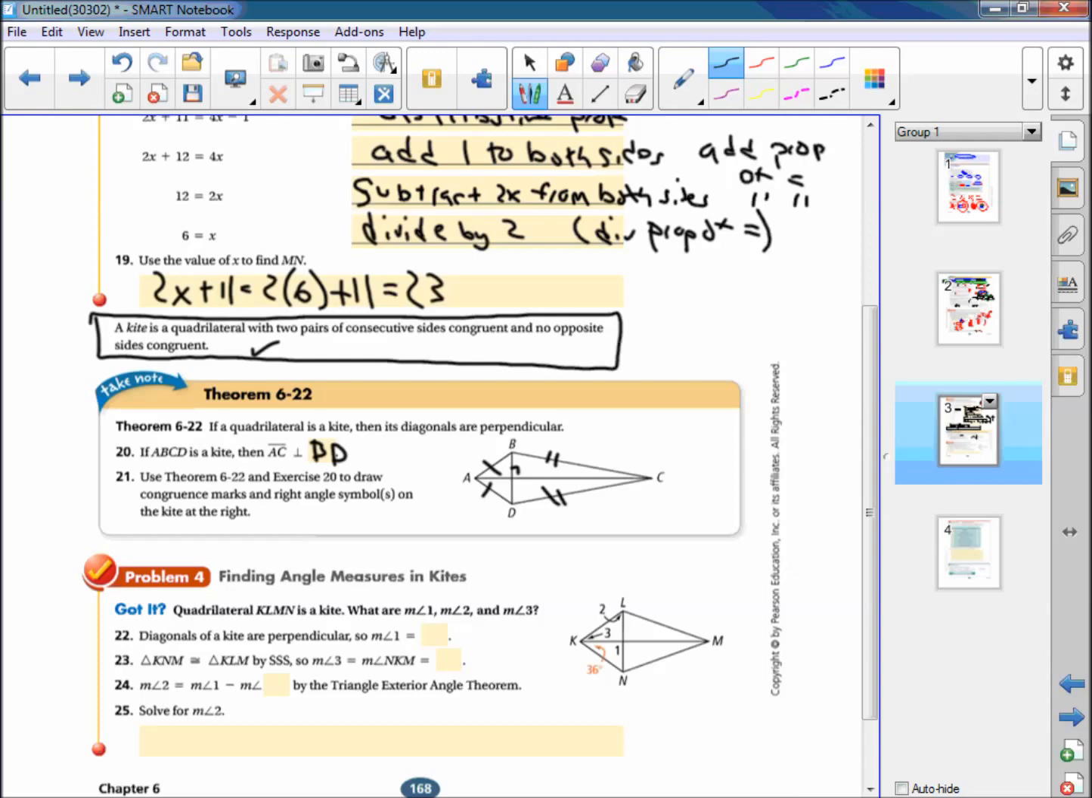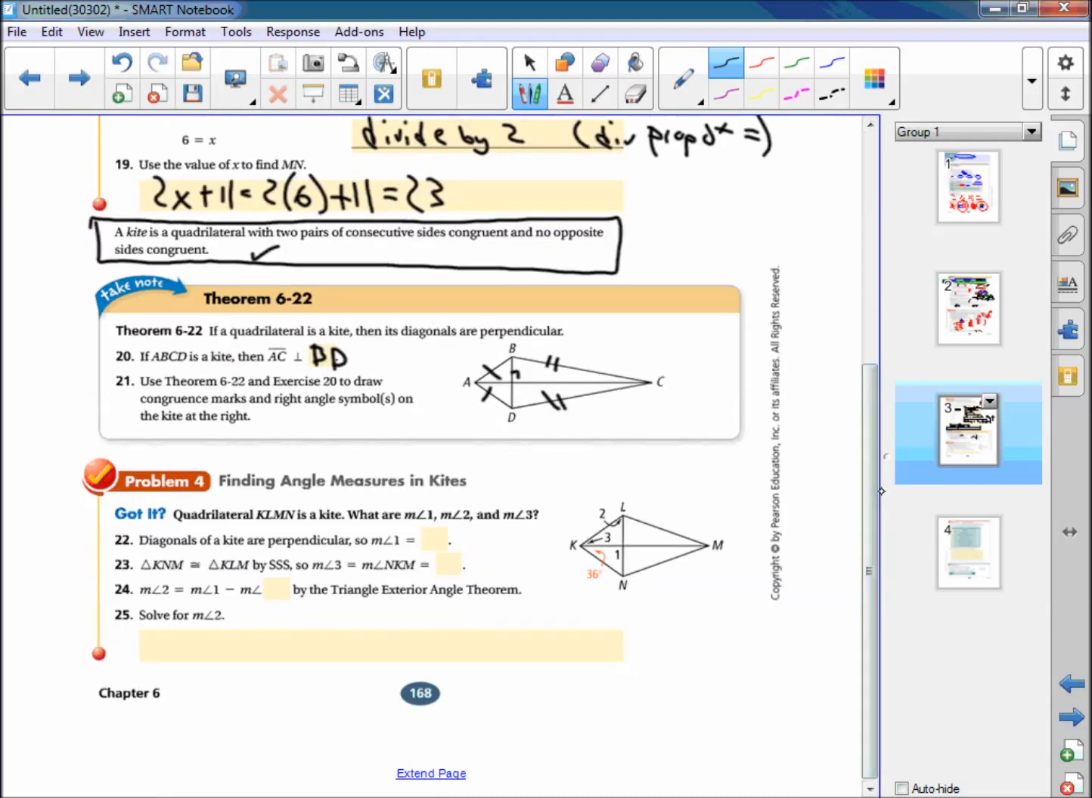All right. Problem number 4, finding angle measures in kites. So quadrilateral KLMN is a kite where the measure of angle 1, measure of angle 2, and the measure of angle 3 we need to find. So diagonals of a kite are perpendicular, so I know right away that angle 1 is going to be a 90. Okay, otherwise my diagonals wouldn't be perpendicular.